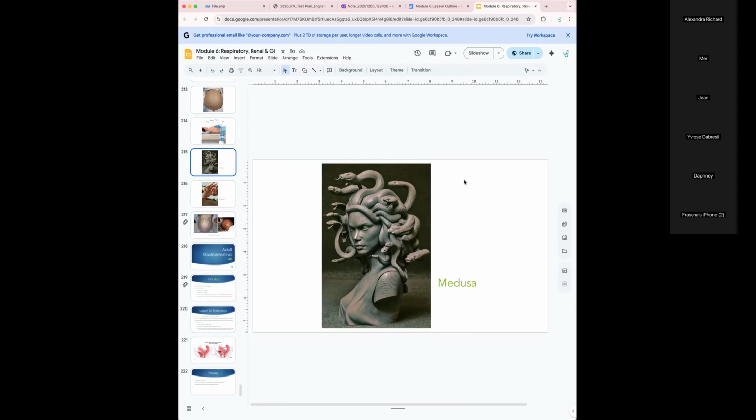And if a man looks at her in her eyes, she can turn that man into stone, like make his whole body become a rock, a statue. So that is like the payback for that man raping her. And he raped her because she was so beautiful.